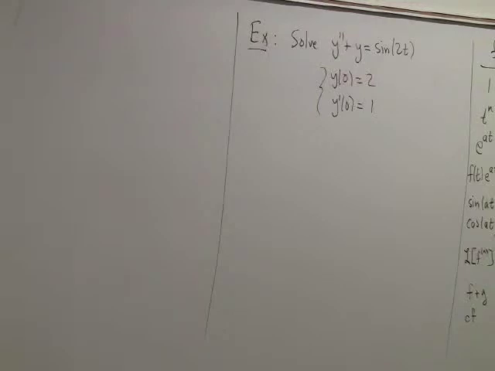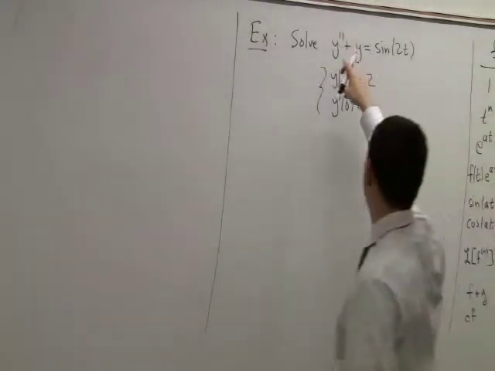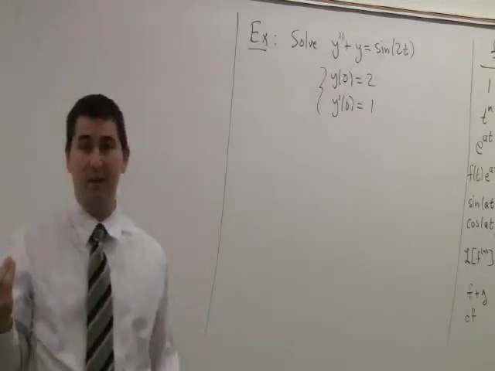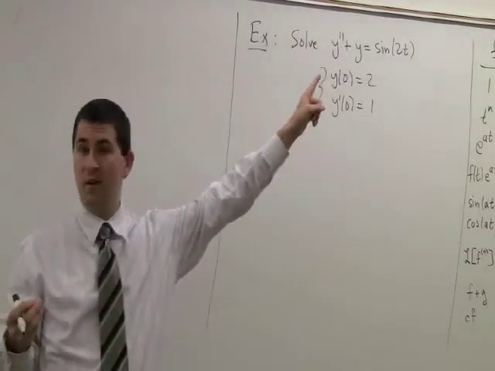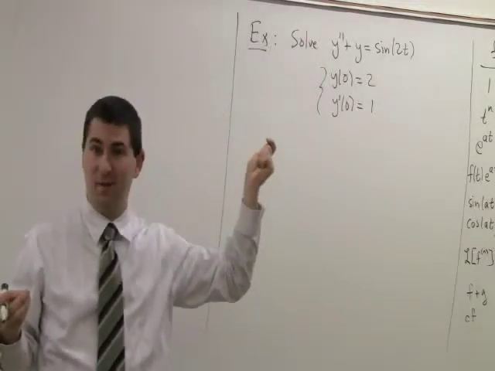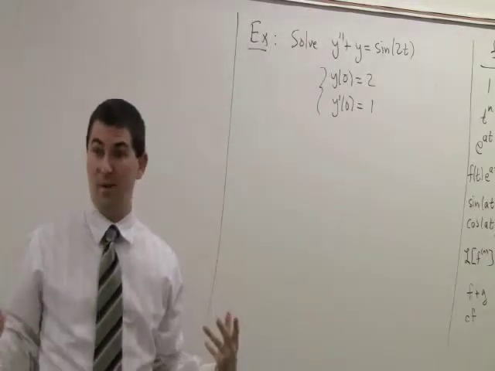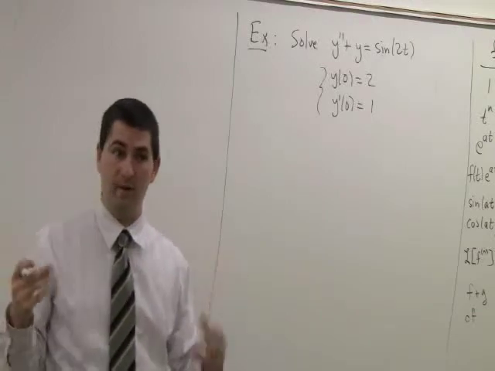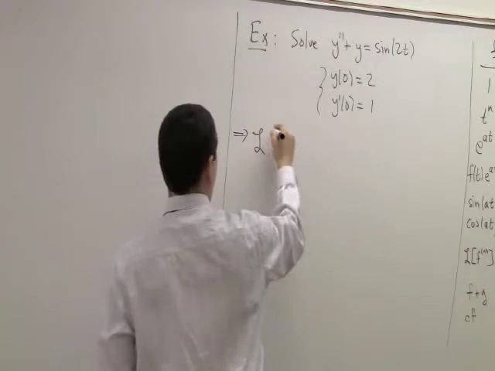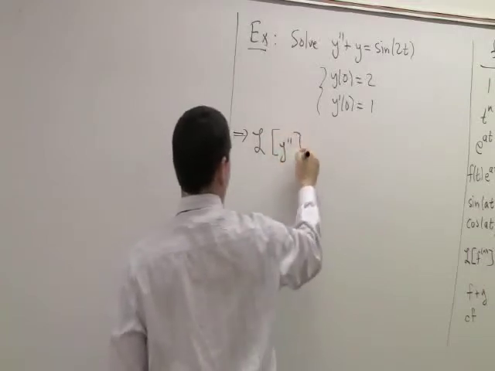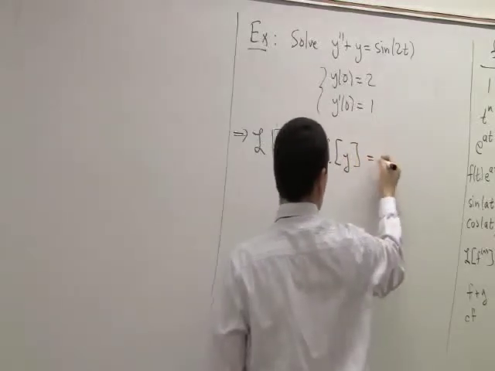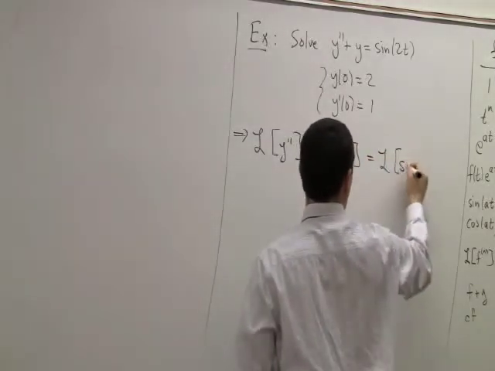So yeah, I apply the Laplace transform to this equation. What you're thinking is it's a differential equation, and the Laplace transform is going to turn it into an algebraic equation. And by algebraic, I mean all you have to do to it is algebra. You're not going to have to do derivatives. So we get L of y double prime plus L of y equals L of sine of 2t.